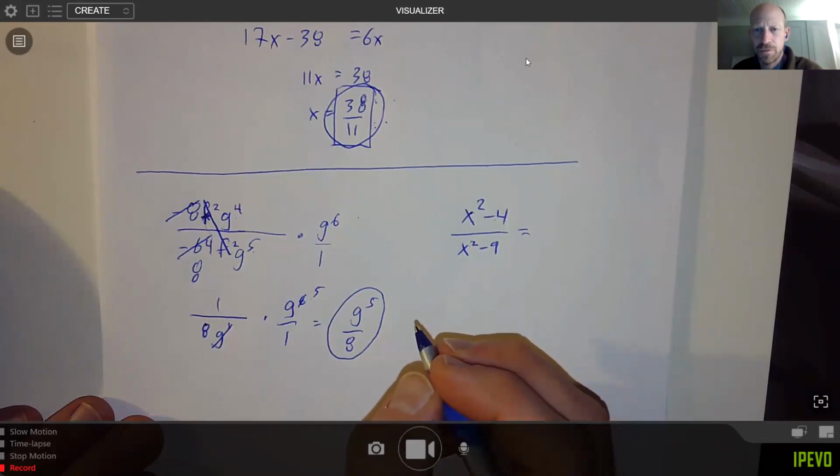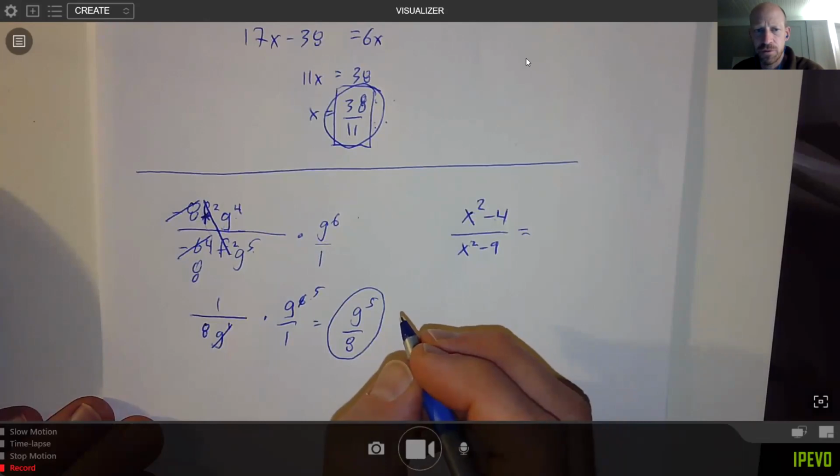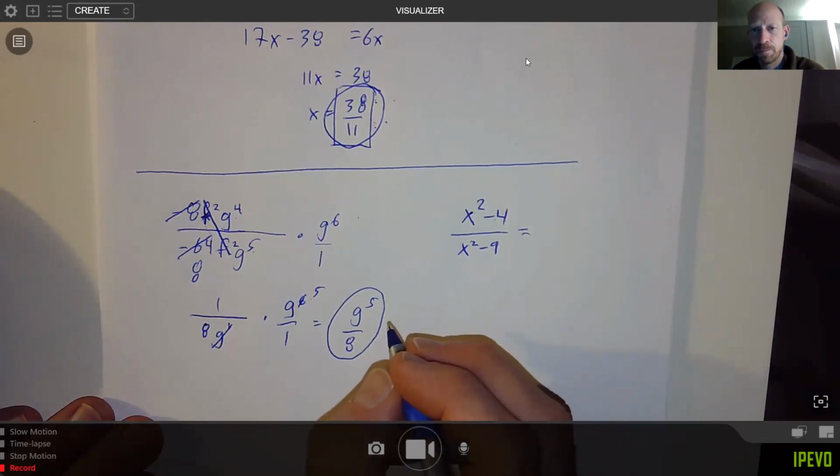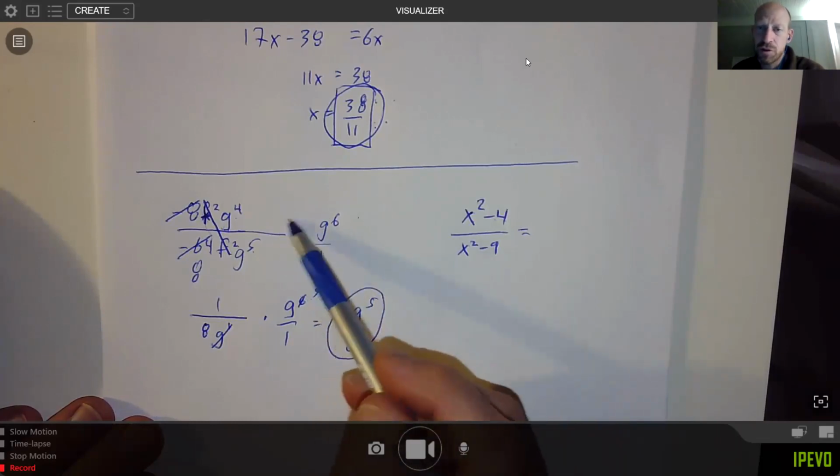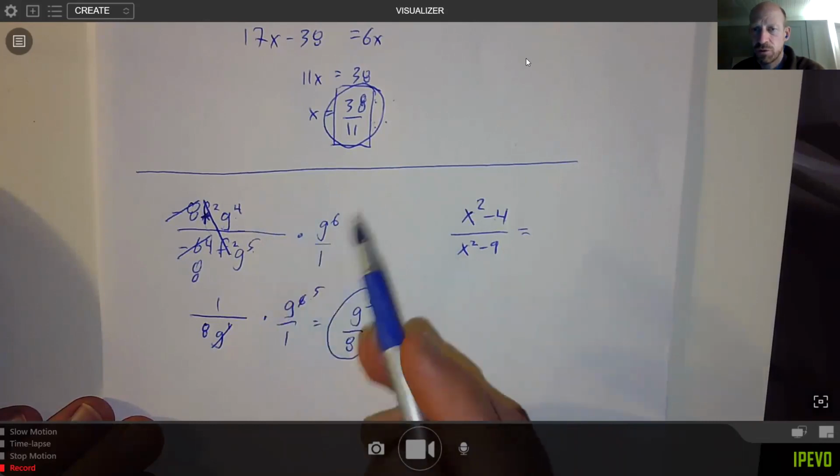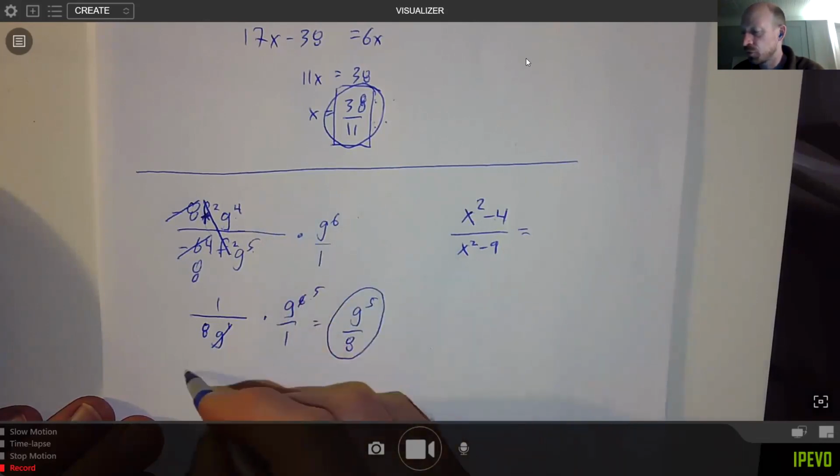And the f's and the g's are a little funny. We usually like a's and b's, or maybe x's and y's, but the way that it was given to us is really reducing using those exponent rules.